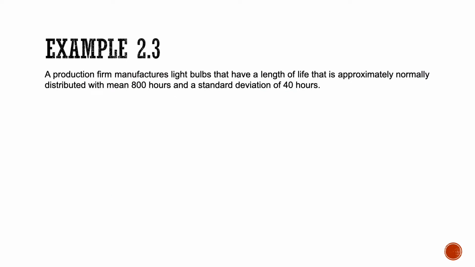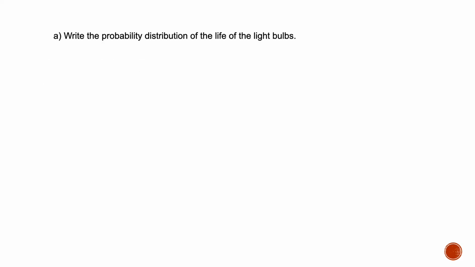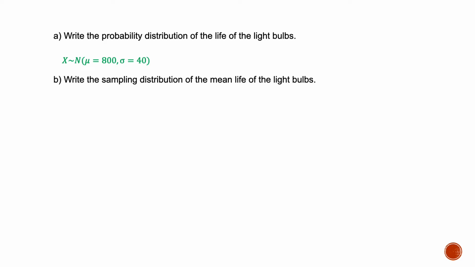Okay, example 2.3. The production firm manufactures light bulbs that have length of life that is approximately normal with mean 800 hours and standard deviation of 40 hours. Okay, let's answer the question. First, the question asks you to write the probability distribution of the life of the light bulbs. Okay, it's not about the sampling. It's the general distribution. So that's why we write x has normal distribution with mu equals 800 and sigma equals 40.